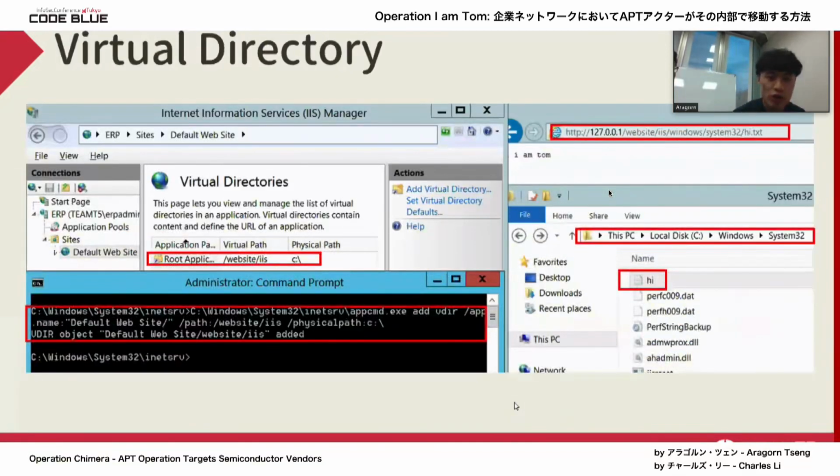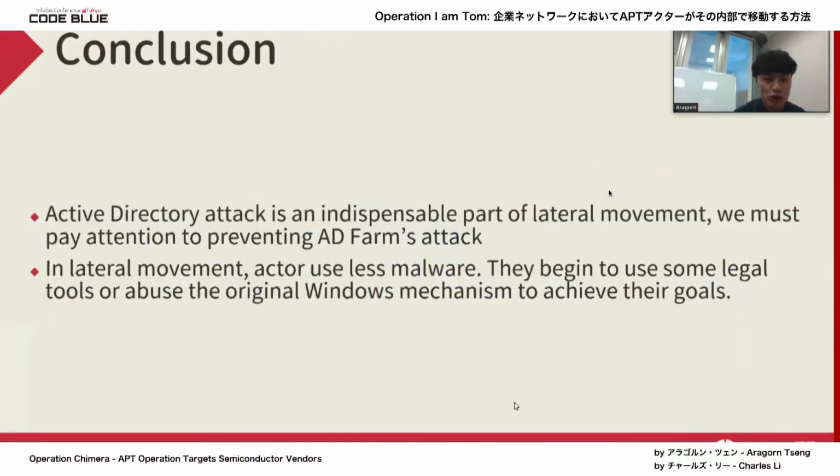And finally, we want to share a mechanism that the actor will take advantage of. If you use appcmd to set a virtual directory, you can access the file just by using the file path as a URL in your browser. So in this attack, the actor does not need to install any malware or hacking tools. He can access the files just using this technique.